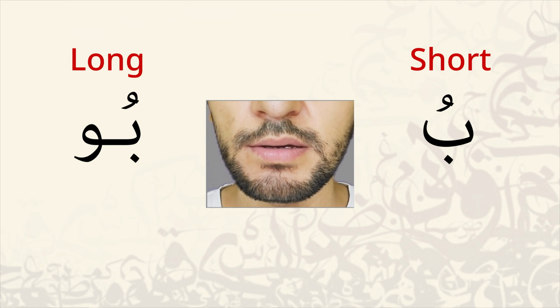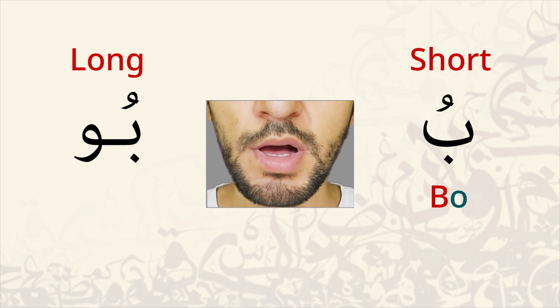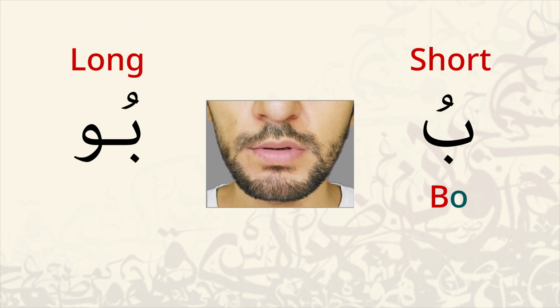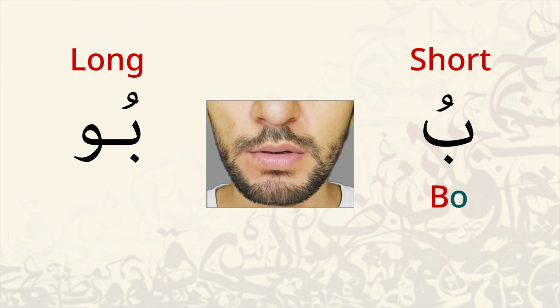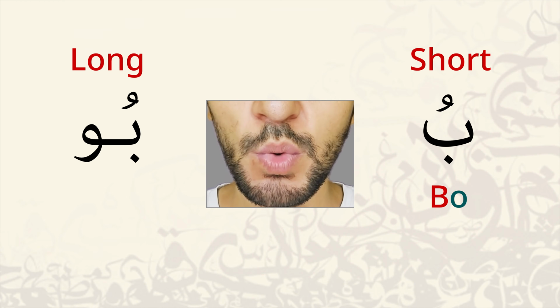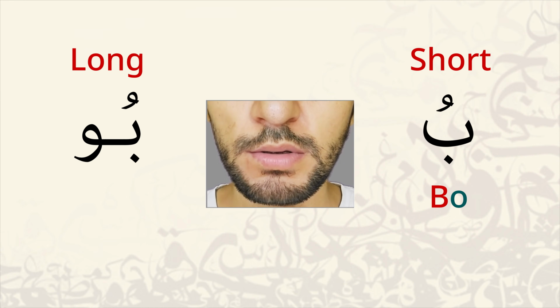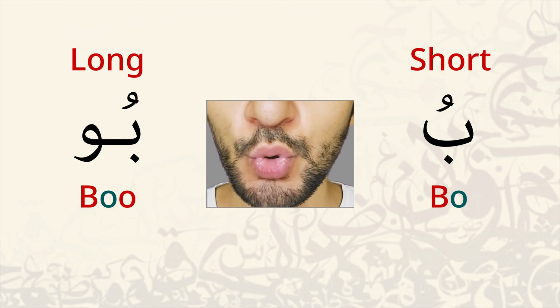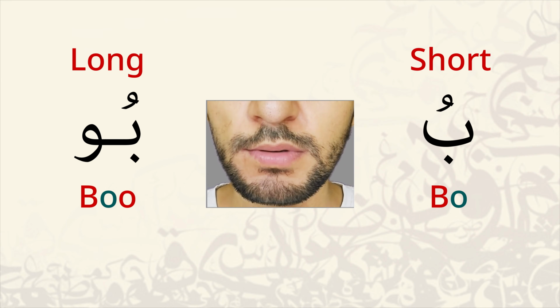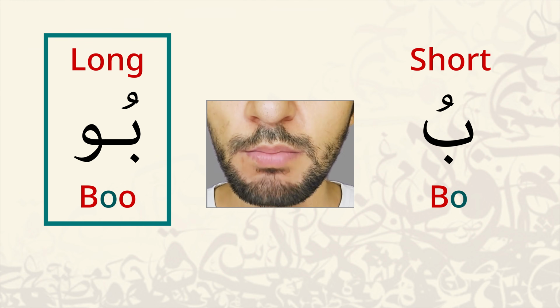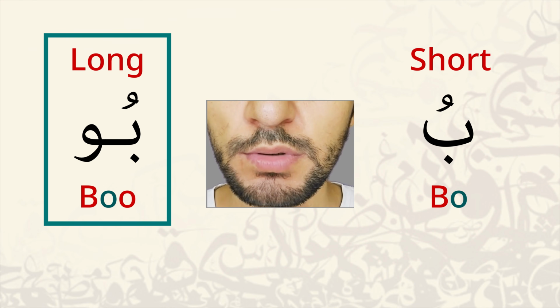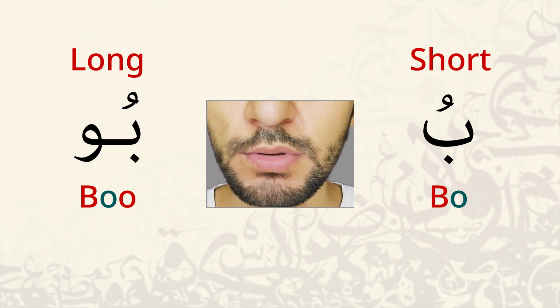The first one sounds like Bu, because Dhamma produces a sound O. And the second one contains a consonant Waw, which sounds like O as well. So it's like having a double O sound. Listen to the difference again. Lastly, elongation with letter Ya.